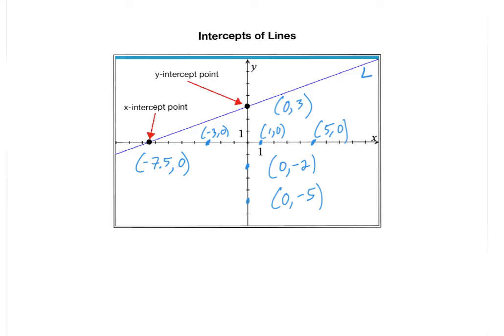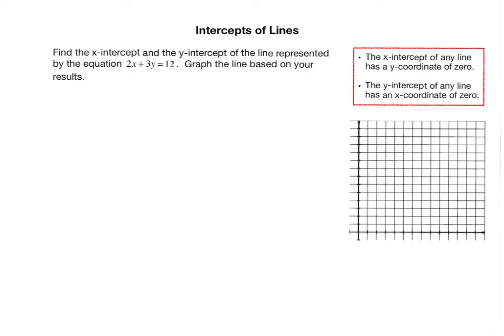Let's see an example. Find the x-intercept and the y-intercept of the line represented by the equation 2x plus 3y equals 12, then graph the line based on your results. Let's first try to find the x-intercept. Well, as we saw on the previous page, any point on the x-axis has a y-coordinate of 0. We have that summarized over here.